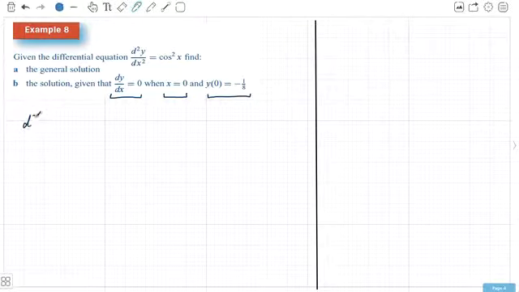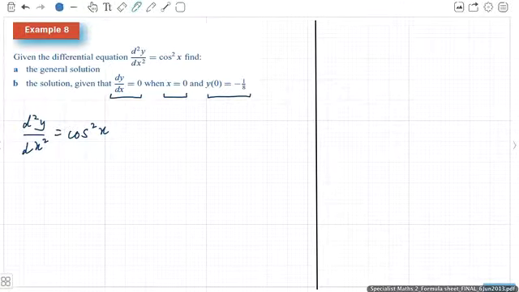So the first part of this is part A. What I'm going to do is write down my differential equation, and that's equal to cos squared x. Let's rewrite my d, that looks funny. Okay, so you can see that we've got something which is a little bit difficult to work with, which is cos squared x. So it's a good idea to use one of your substitutions.